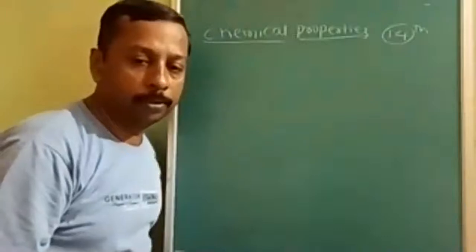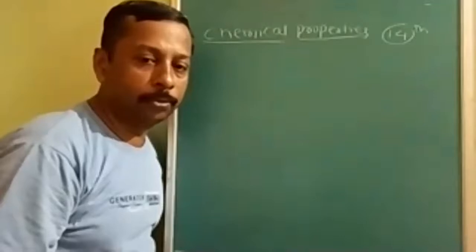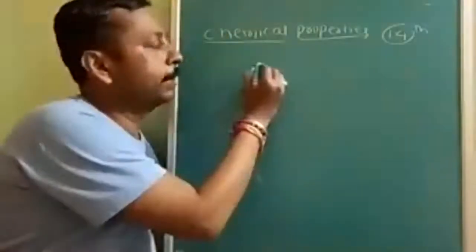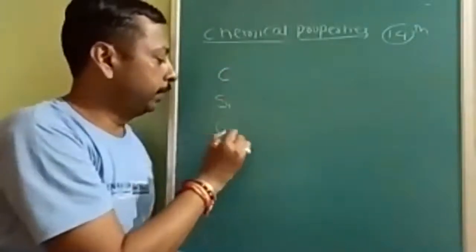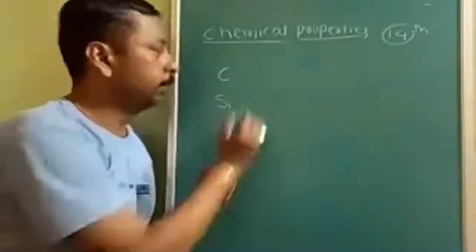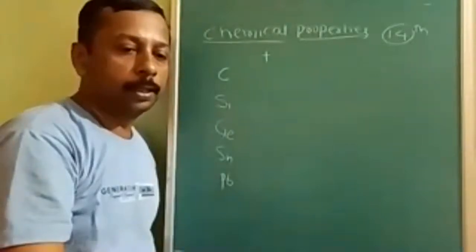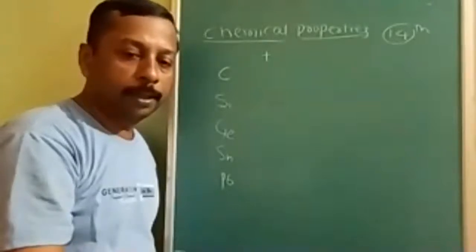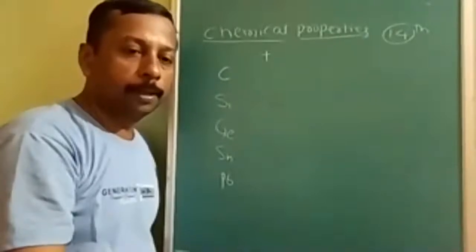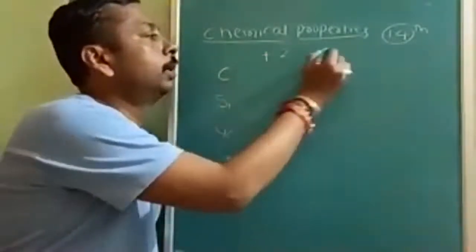For every group we are going to study one common topic. What is that common topic, used everywhere? That is the inert pair effect. Carbon, silicon, germanium, tin, and lead. When the inert pair effect is there, then the oxidation number possible will be plus 2 or plus 4.